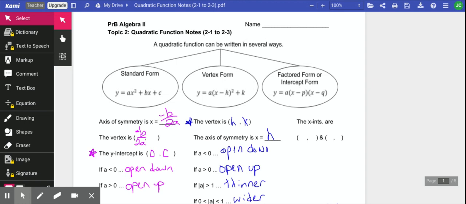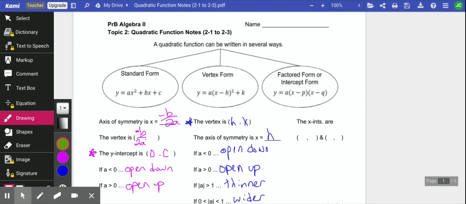But you're going to have factors. The nice thing about factored form is you can see the x-intercepts. That is the bonus feature there. So remember, x-intercepts are when the y value is equal to 0. And your intercepts are going to be right here, p and q, whatever they are. We're going to do a bunch of examples with that, but that's the nice thing about factored form.